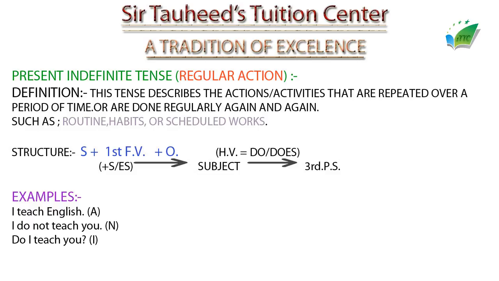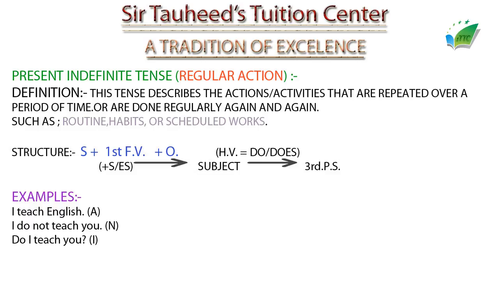Moving on to the examples, we have number one example. I teach English. I teach English means I give lectures on a daily basis. This is the work that I do on a daily basis or even many times in a day. Because this work is done again and again, that is why I have to use present indefinite tense to describe this activity. I teach English, and this is an affirmative sentence.